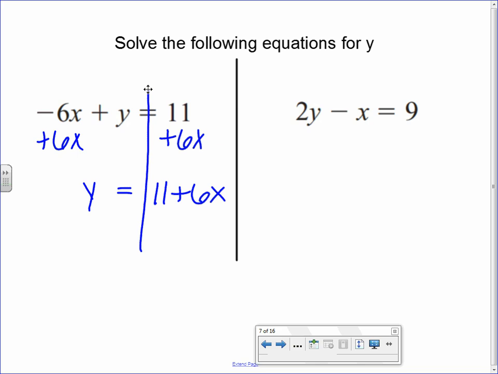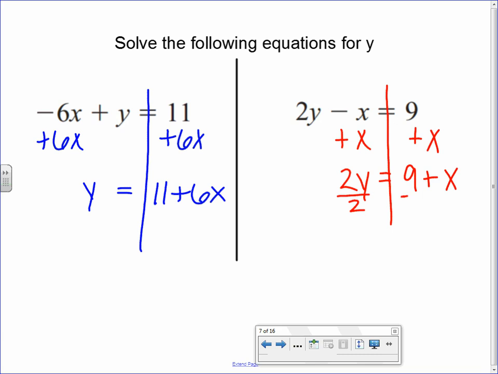Okay. Let's do one more together. 2y minus x equals 9. What would be your first step to isolate the y? Add x. So we always want to move our x term to the other side. That leaves me with 2y equals 9 plus x. Again, they are not like terms. Just 9 plus x.